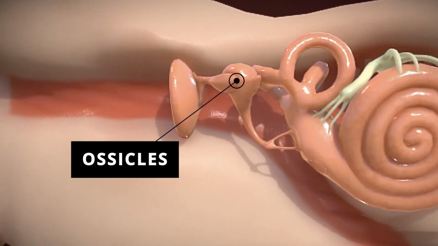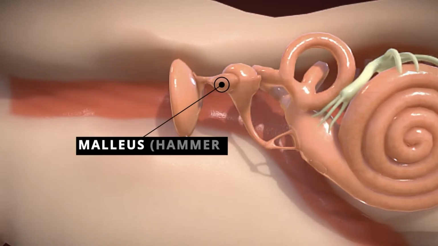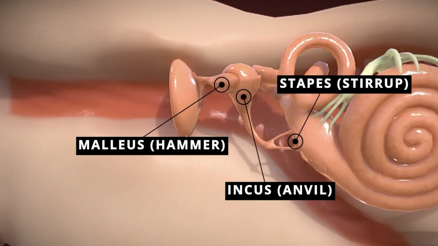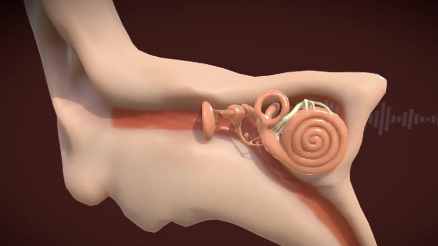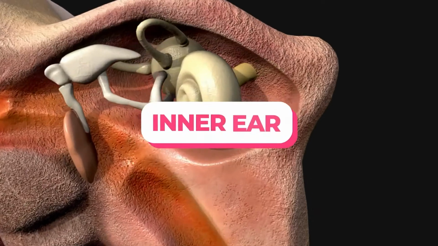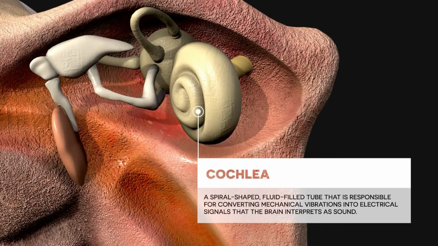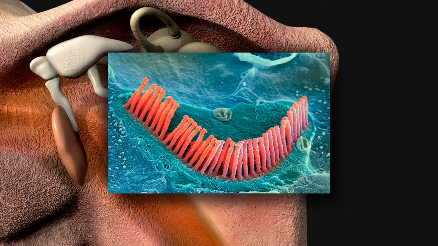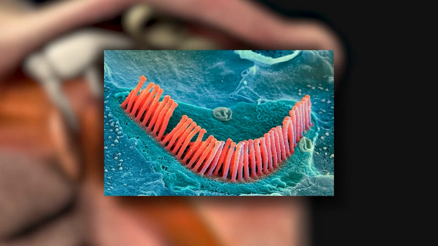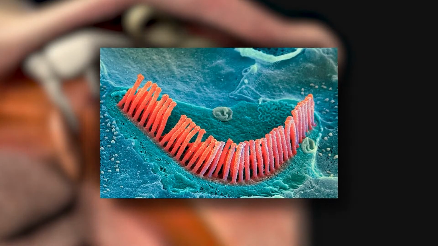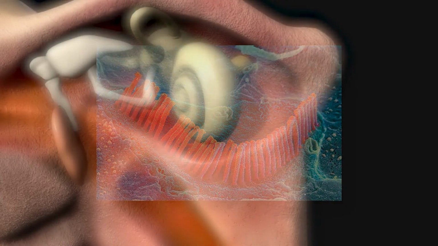Ossicles, three tiny bones in the middle ear called the malleus, incus, and stapes. These bones are the smallest in the human body and they amplify and transmit the vibrations from the eardrum to the inner ear. Inner ear. Cochlea, a spiral-shaped, fluid-filled tube that is responsible for converting mechanical vibrations into electrical signals that the brain interprets as sound. It contains tiny hair cells that move in response to fluid vibrations, creating nerve impulses.